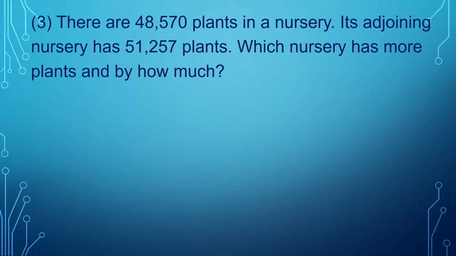Question number 3. There are 48,570 plants in a nursery. Its adjoining nursery has 51,257 plants. Which nursery has more plants and by how much? Look, in this question, nursery means a place where young plants and trees are grown for sale. And adjoining means next to or join with.